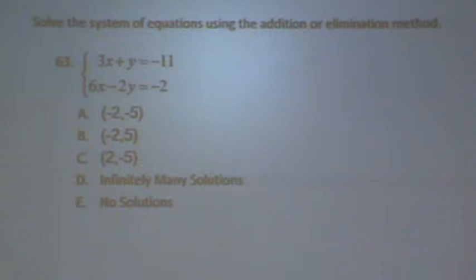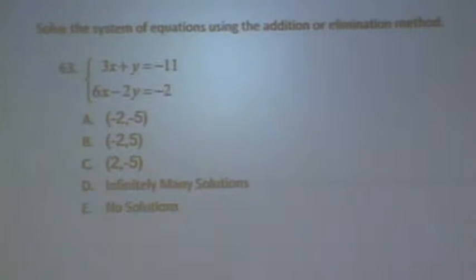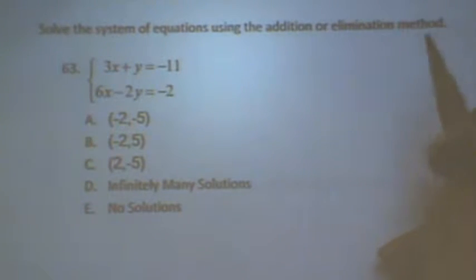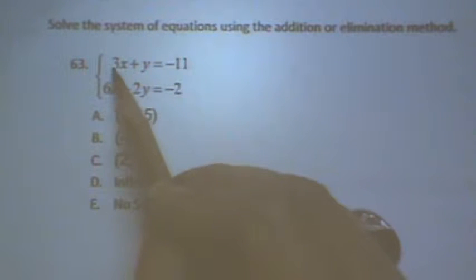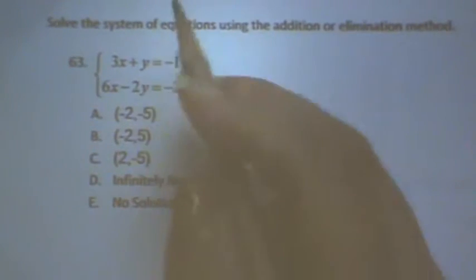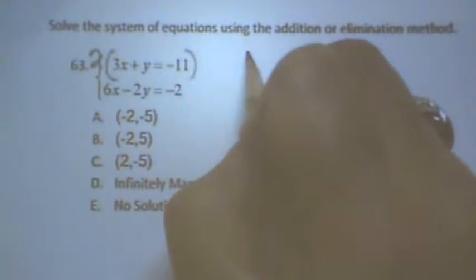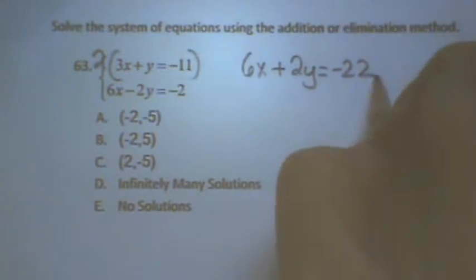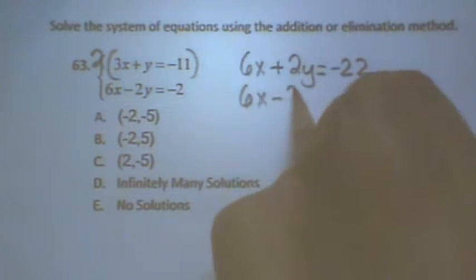Question number 63 is asking you to solve this system of equations by using addition or elimination. So what you're going to do is multiply this top equation by 2, because a 2 and a negative 2 would add up to nothing. So if I multiply the top equation by 2, I get 6x plus 2y equals negative 22, keeping the bottom the same.